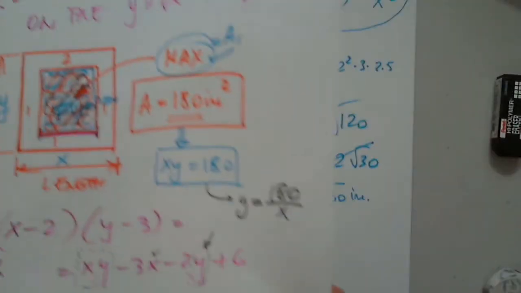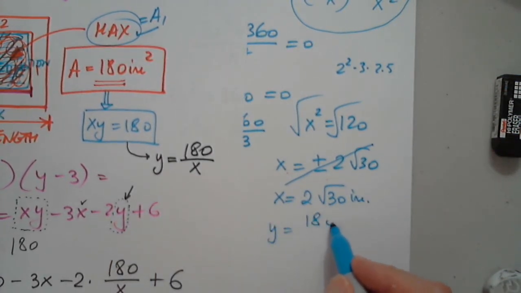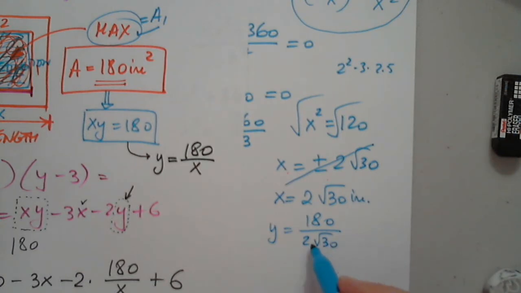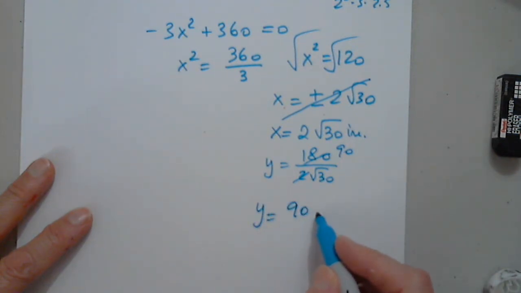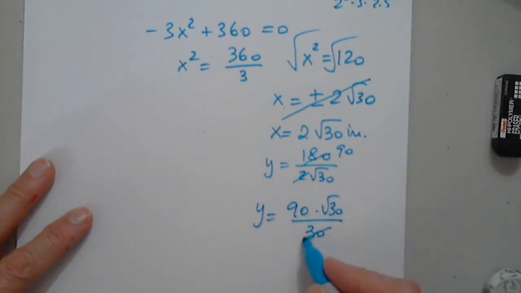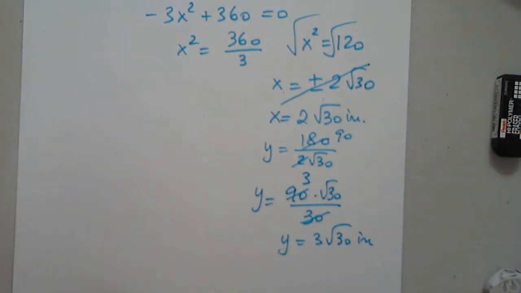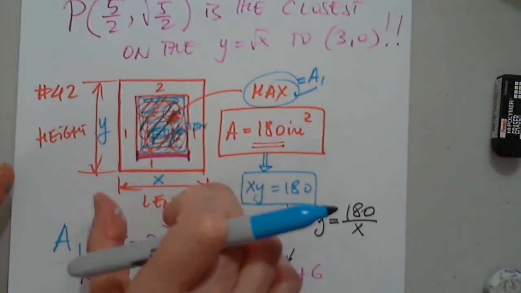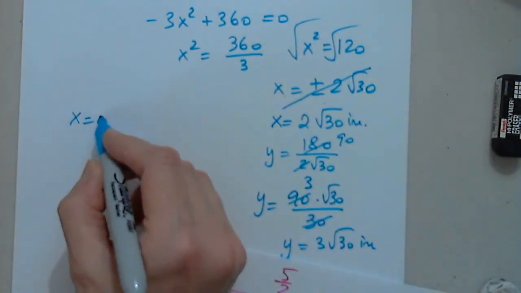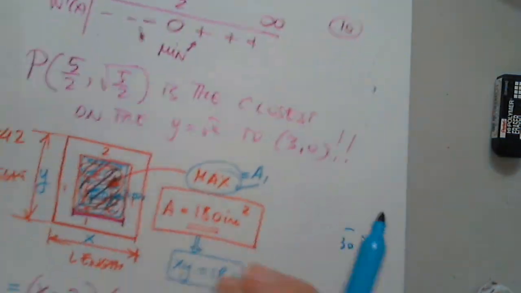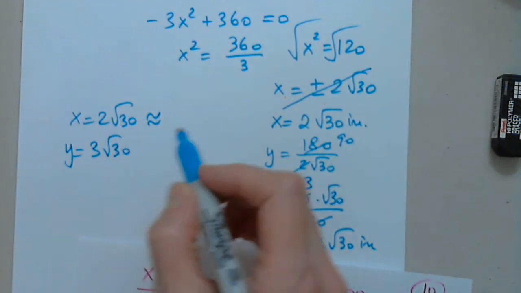Now, I will immediately go and get y, because I got x. I want to get y as 180 over 2 the square root of 30. And I simplify and rationalize. So y equals 90 times the square root of 30 divided by 30. So it turns out that y equals 3 the square root of 30 inches. So the length has to be 2 the square root of 30, and the height will be 3 the square root of 30. We can approximate them, and we should. And this is in inches.